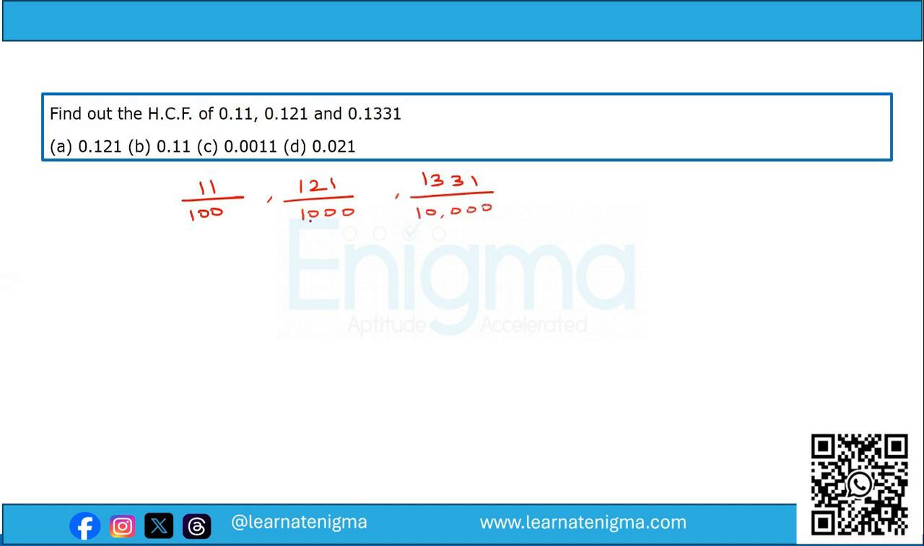Now we have to find out the HCF of these three fractions. Now HCF of fractions is very simple. The formula is HCF of numerators upon LCM of denominators.